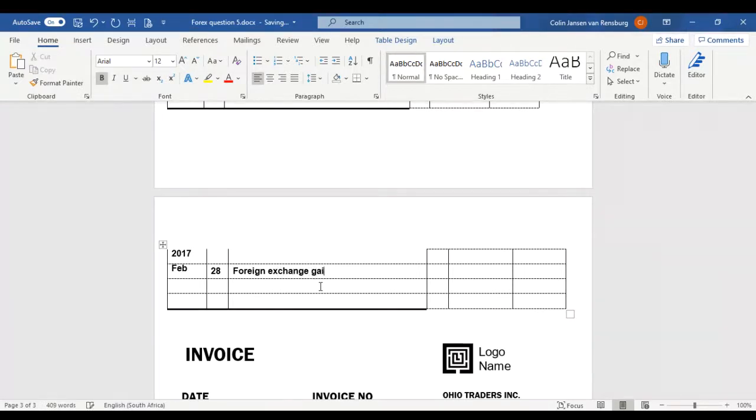Exchange gain needs to be reclassified. So we're going to take the foreign exchange gain, which was part of our other comprehensive income last year, but now we've realized that gain as well. So we're going to take that to profit on foreign exchange.